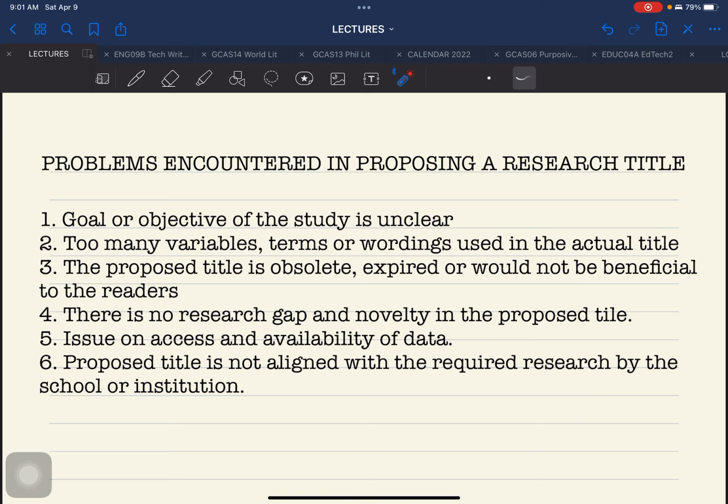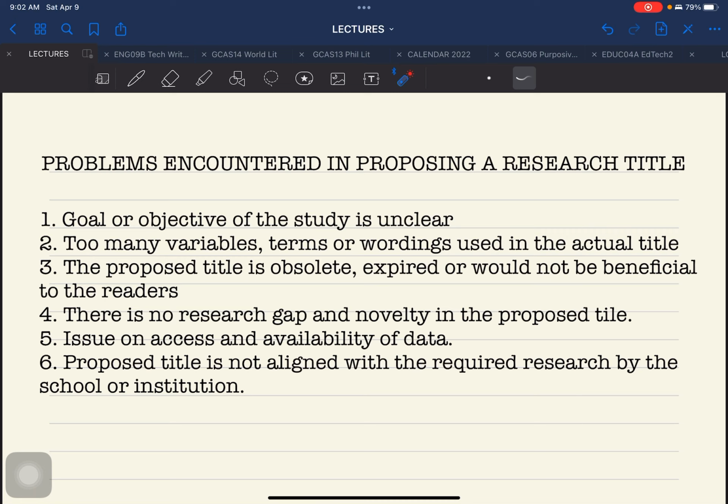Usually in the tertiary and the graduate school level, they use terms such as the implication, the effect, the relationship, and so on and so forth. But on a higher level, they usually go directly to the variables of the title, and then eventually the goal is reflected clearly and discussed comprehensively in the manuscript or the actual manuscript of the study. So you can use either of the following that I presented.